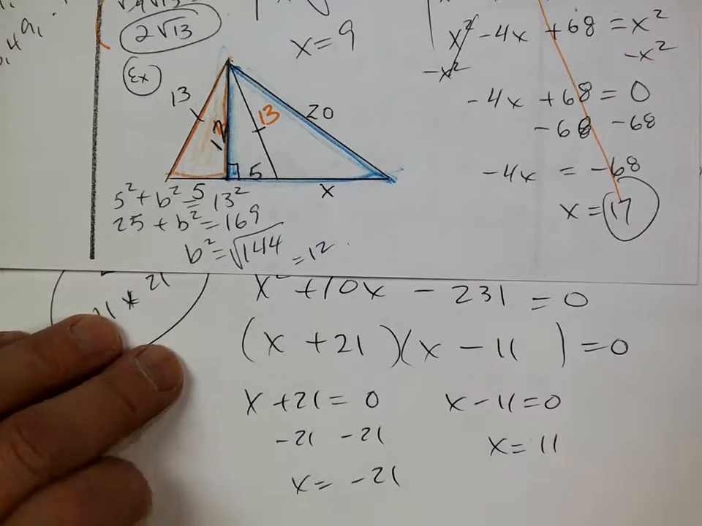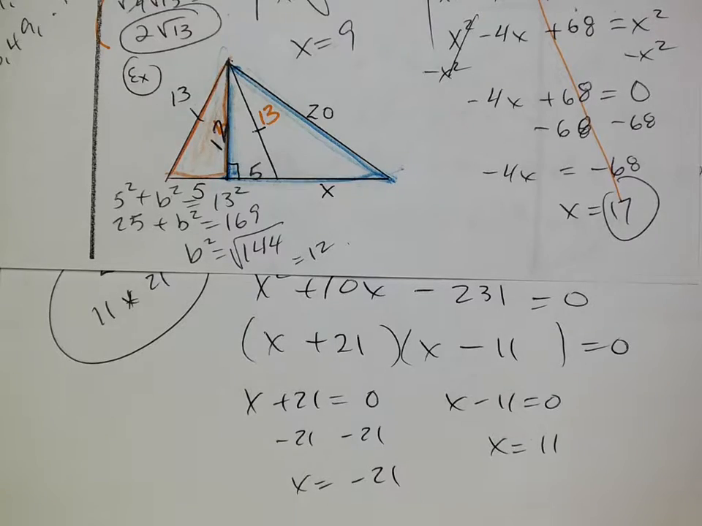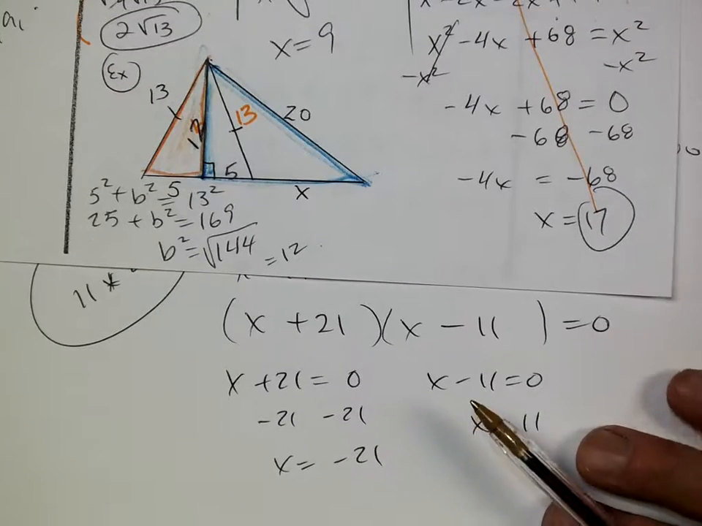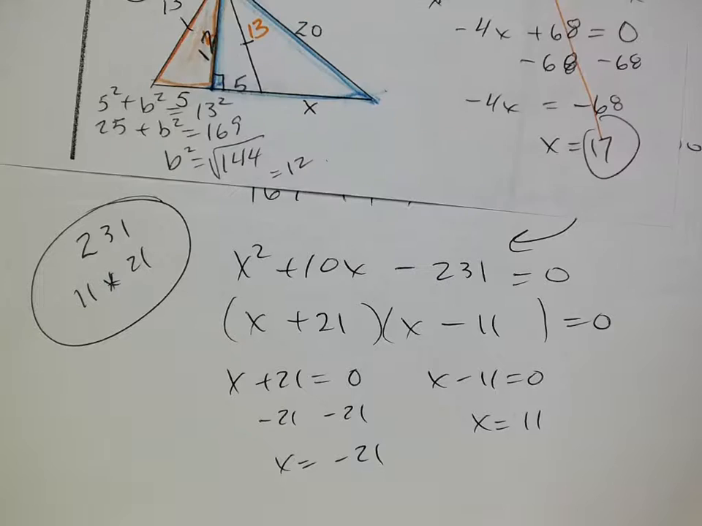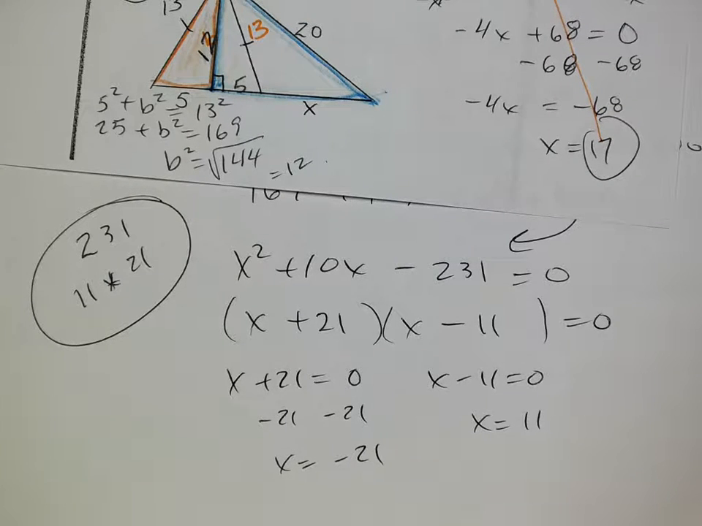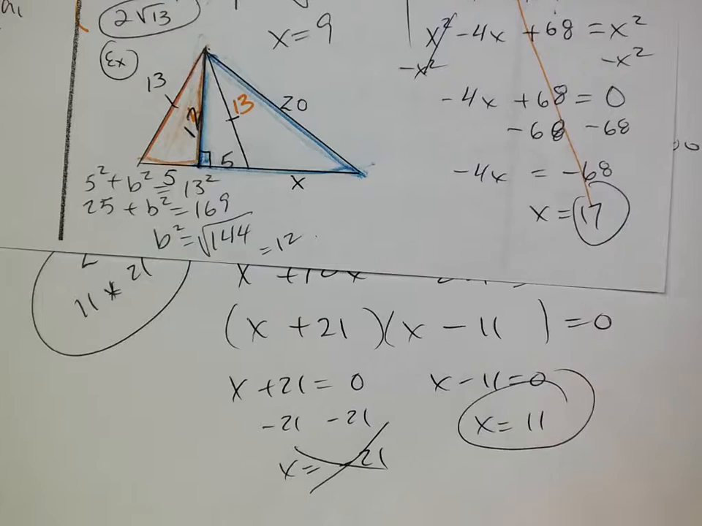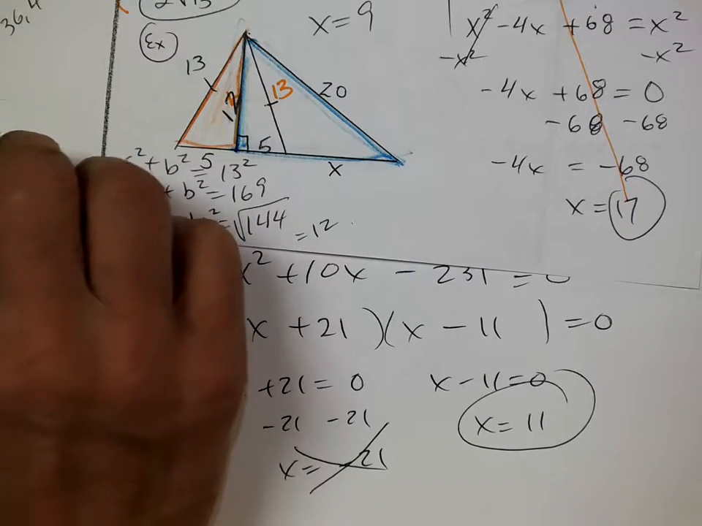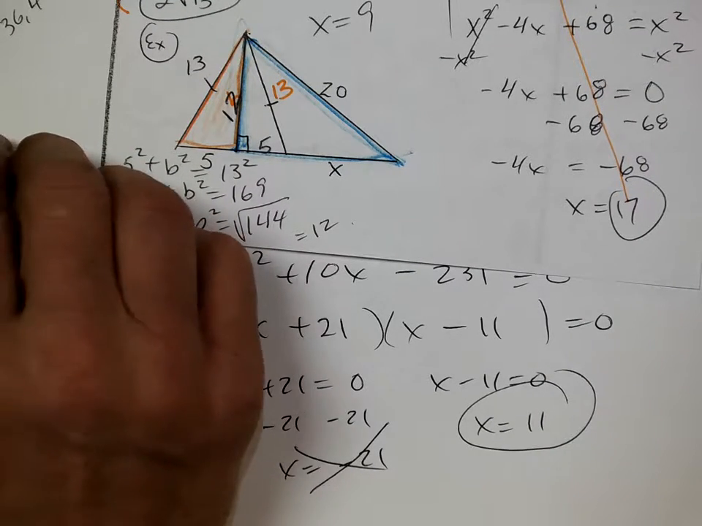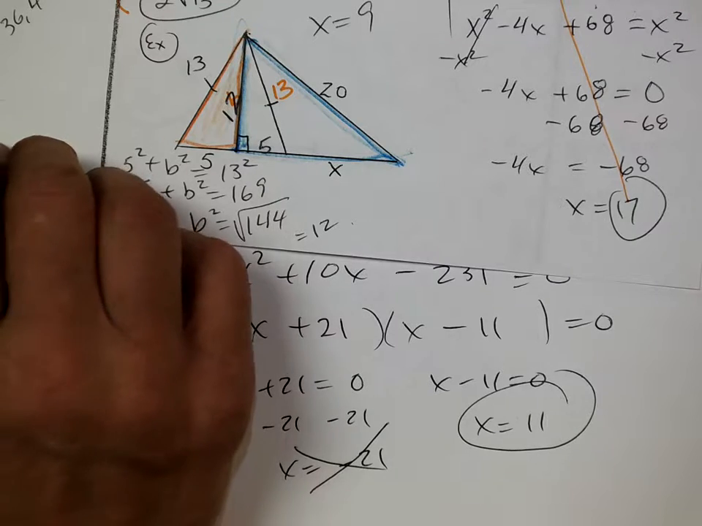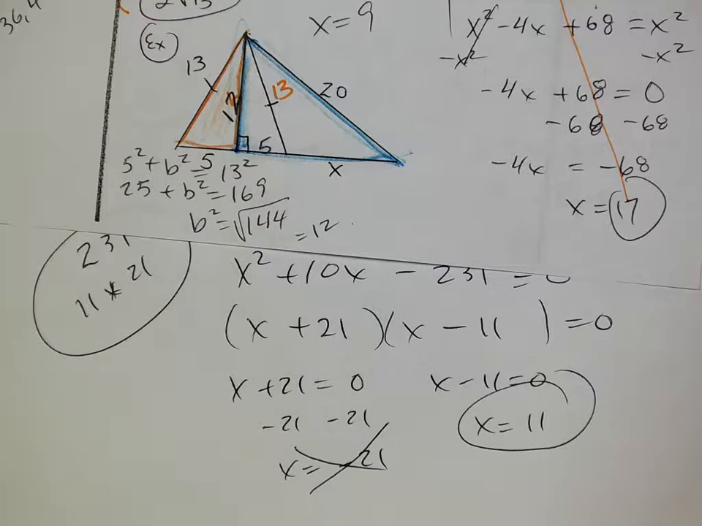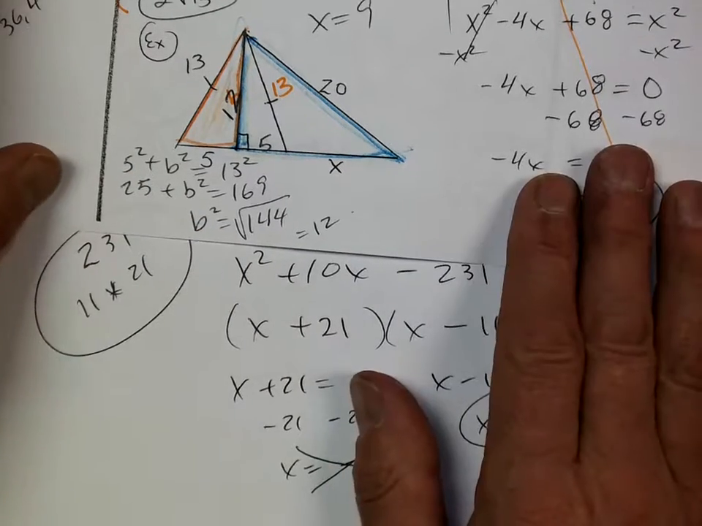But one of these answers I'm going to throw away. Which one am I going to throw away? Why am I throwing away negative 21? It's a length. You can't have a negative length, can you? Ooh, I like that problem. That was a good problem. That was awesome. Okay, you guys ready to turn the page? That was a fun problem.